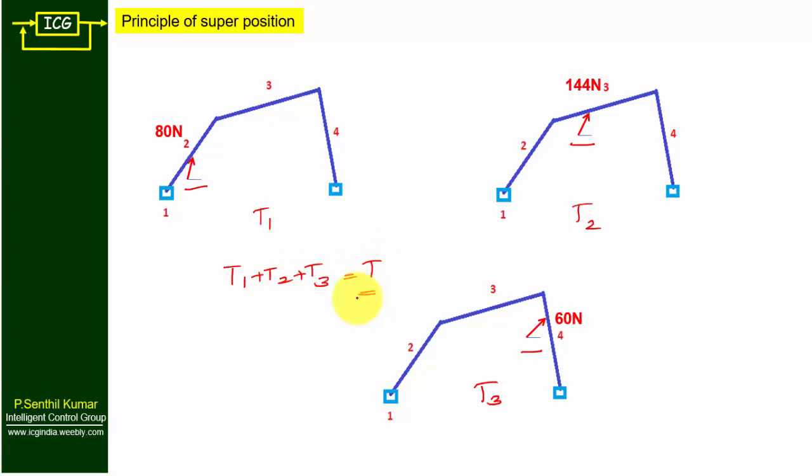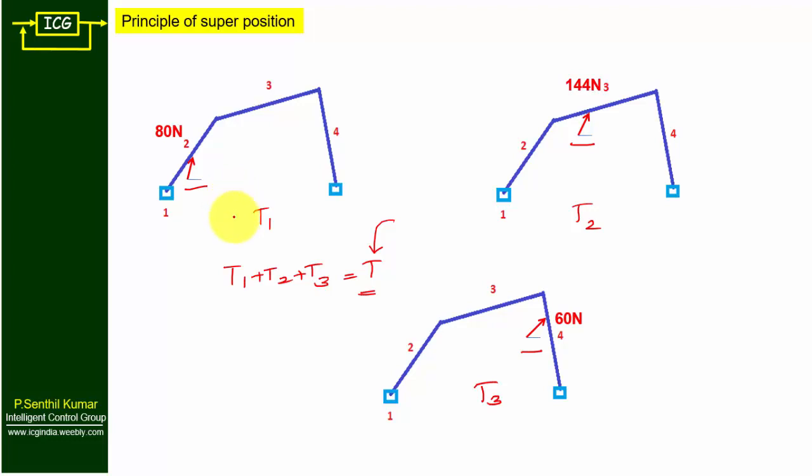So this is called principle of superposition. When you apply all the three forces simultaneously, you will get a torque. That torque is equivalent to the sum of the individual torques generated by each force. I hope you get my point.